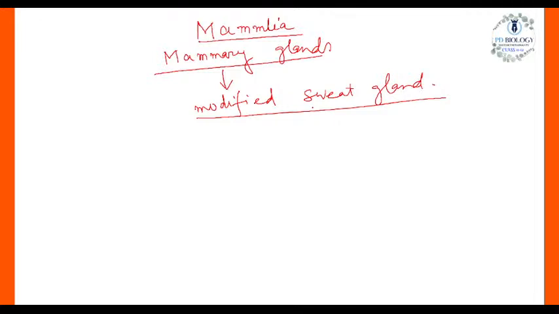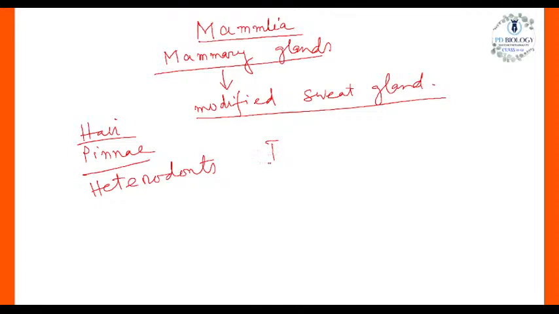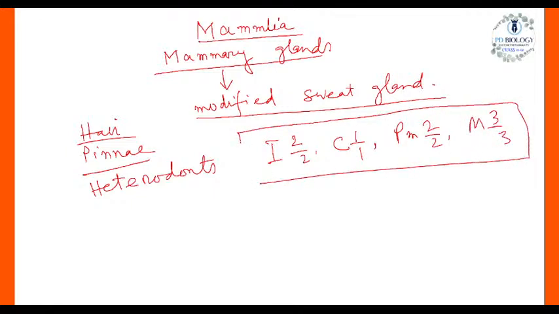The skin of the mammal possesses hair. So hair clad is there. They have external pinna. In mammal, different types of teeth, that is, they are heterodont with incisor 2 by 2, canine 1 by 1, premolar 2 by 2 and molar 3 by 3. So different types of teeth, diphyodont and thecodont.